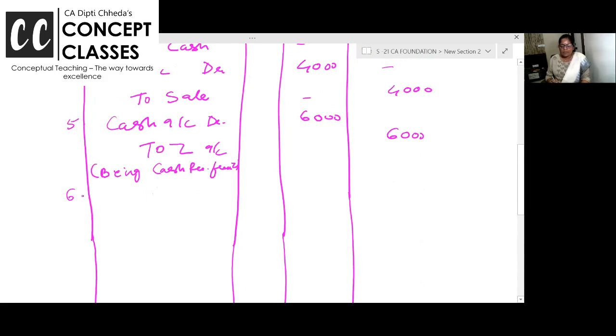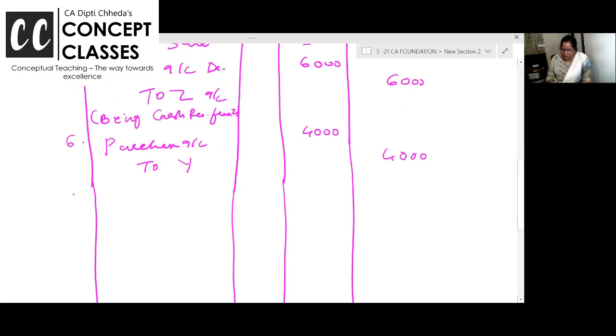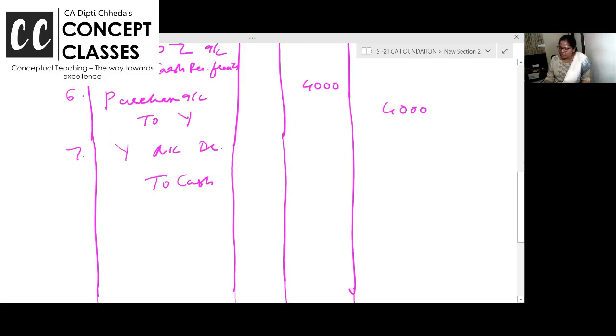Next. He further purchased goods from Y for 4,000. So which account should be debited? Purchase account should be debited, 4,000. Purchase account debit to Y. We have purchased the goods from Y on credit, 4,000. Now we have already paid extra to Y, so this time we are going to pay. Y account debit, debit the receiver Y to cash. How much will you pay to Y? 2,000 and 2,000.